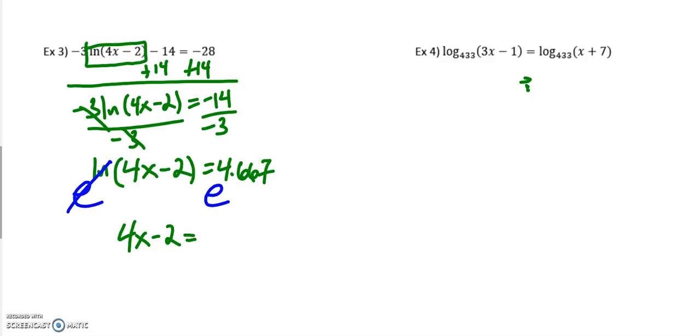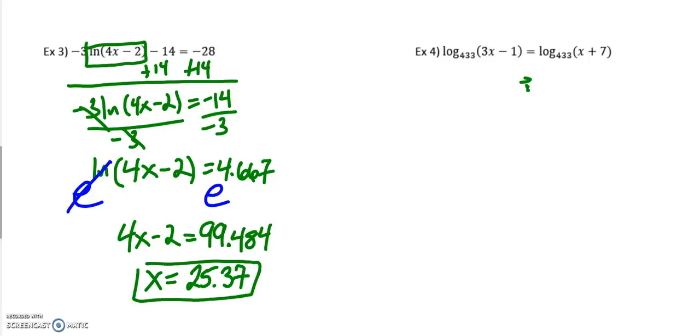So e raised to the 4.667 is going to be around 106.48. I might have rounded a little bit there, but you get the idea. And lastly, I add 2, and then I divide by 4, and my final answer should be around 27.12. Again, that's probably off in terms of some rounding, but there's my answer.